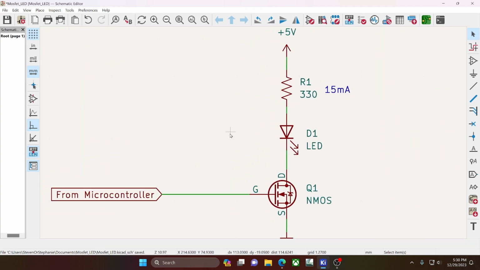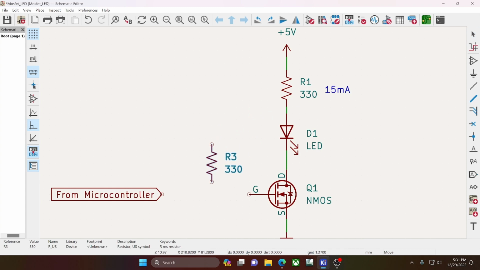However, I am forgetting one thing. I may make a separate video on this. Don't forget the gate resistor. Don't forget your gate resistor.